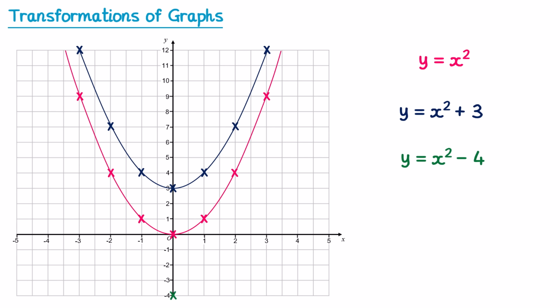Then if we look at 1, 1 and negative 1, 1, they'll move down here to 1, negative 3 and negative 1, negative 3. Then if we move all of the points down by 4 units, this will be the graph of y equals x squared subtract 4.